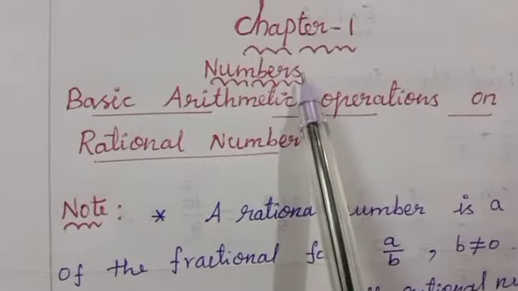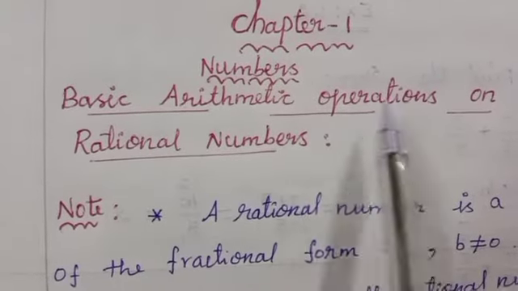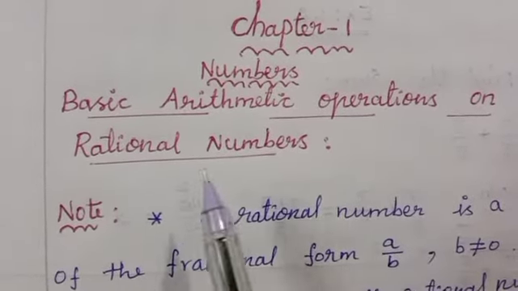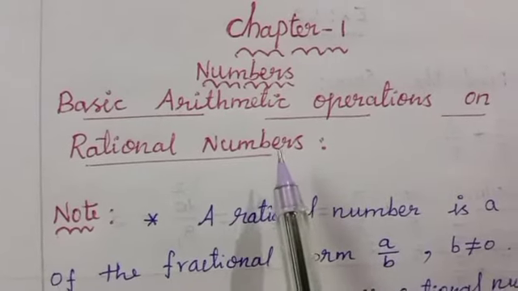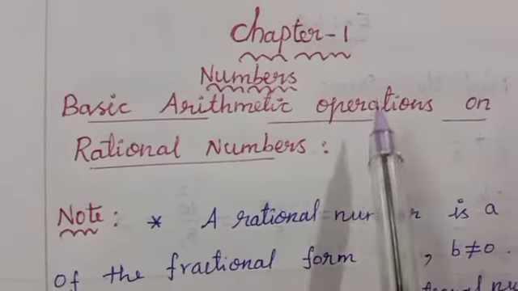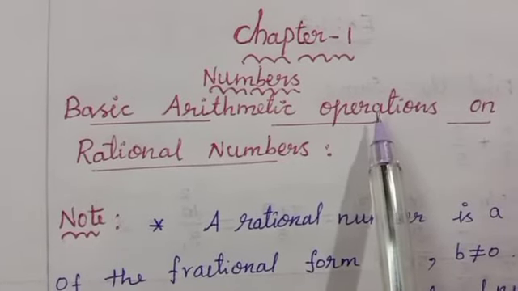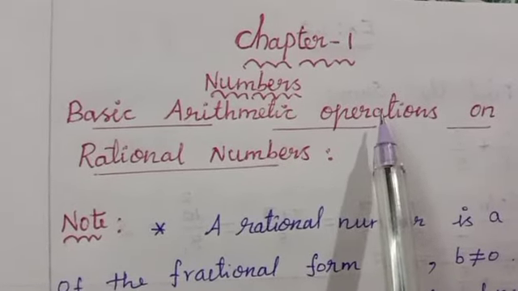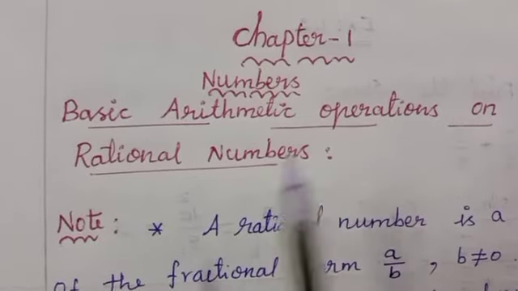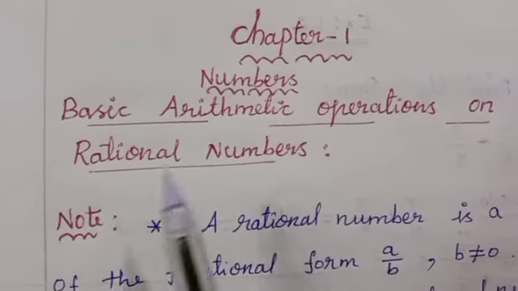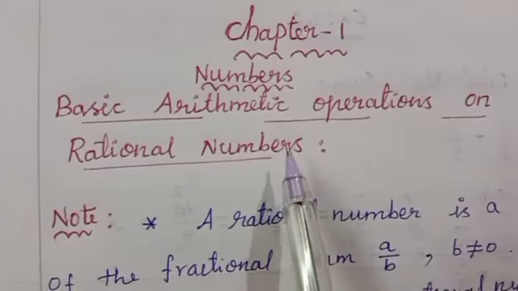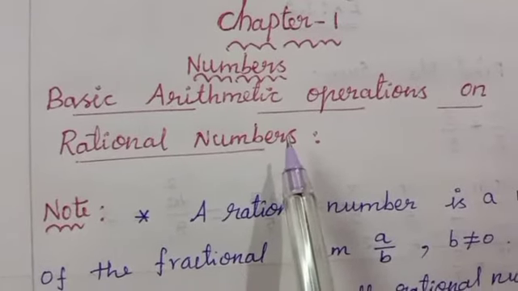For this chapter, we are going to see basic arithmetic operations on rational numbers. For basic arithmetic operations, that is addition, subtraction, multiplication, and division. Using these basic operations, we have to simplify the rational numbers. First, you have to know about the rational numbers. What is a rational number?